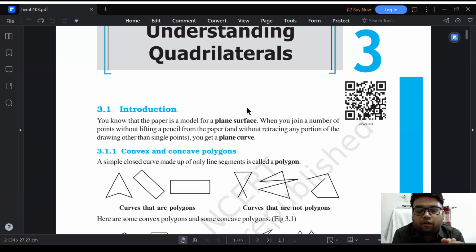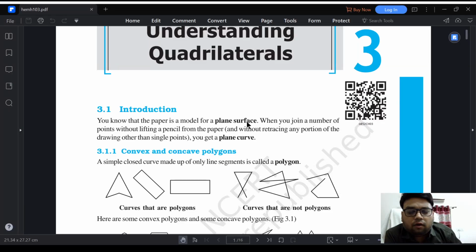A quadrilateral is nothing but a type of polygon having four sides. It may be a square, a rectangle, a trapezoid, a rhombus, etc. Any type of figure having four sides is called a quadrilateral.